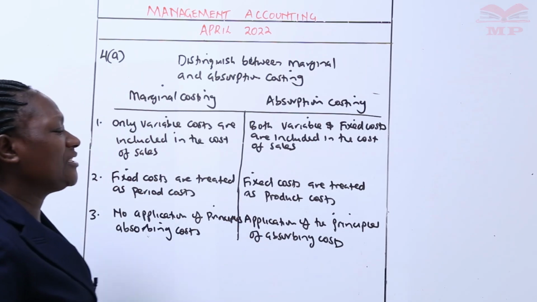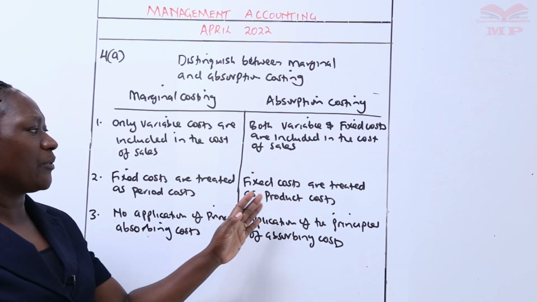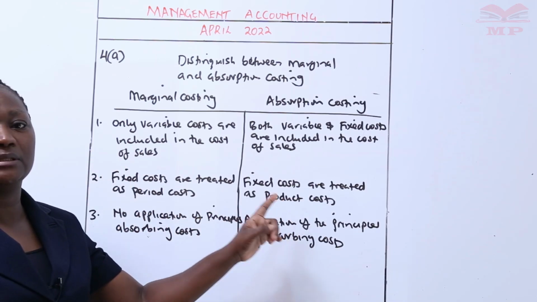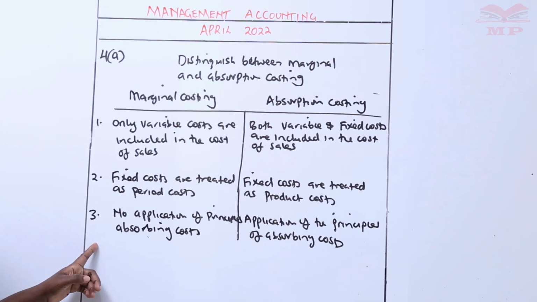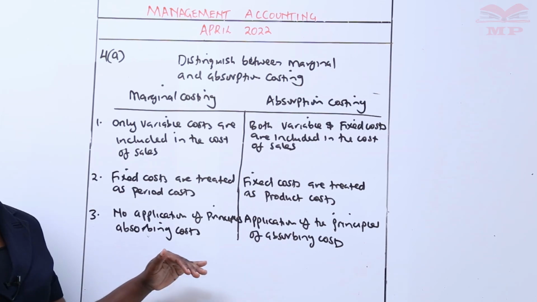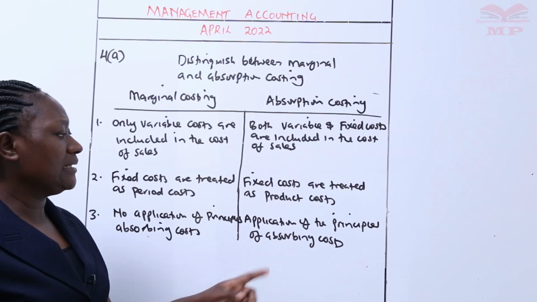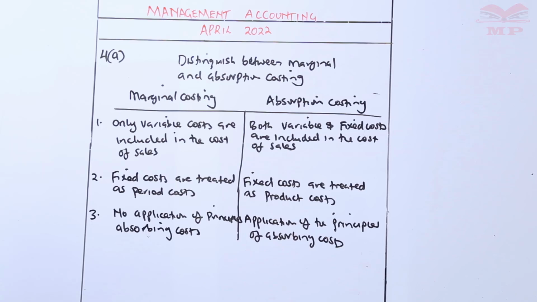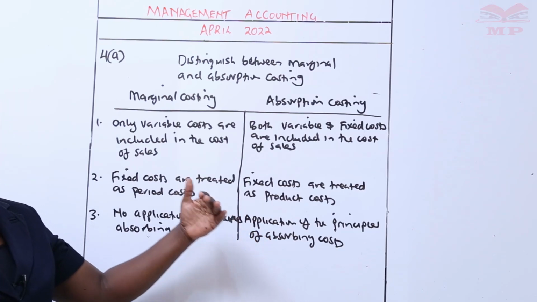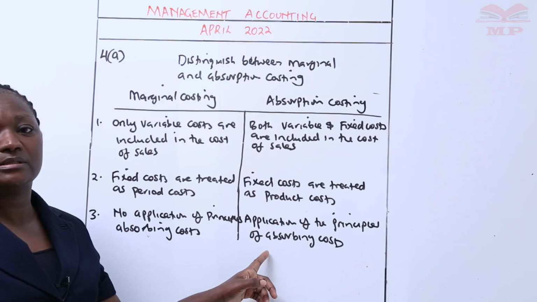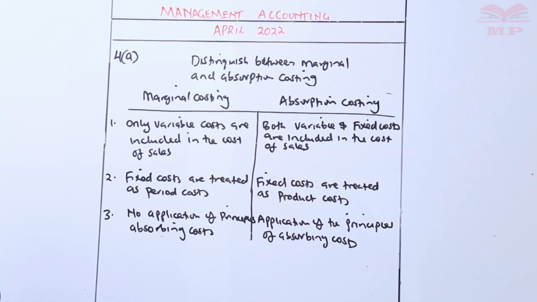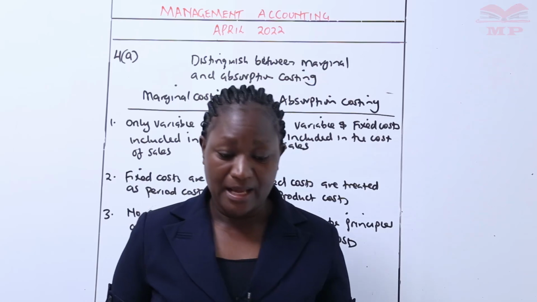But in absorption costing, we treat them as product cost. So if we have several products, fixed costs will have to be expensed on each and every product. So we don't include a total cost column in that case. Number 3, in marginal costing, we do not have application of the principles of absorbing cost, so we don't calculate any over or under absorption of overheads. But in absorption costing, we have application of the principles of absorbing cost. So we have to consider whether we have costs that were actually incurred or those that are absorbed. We absorb and do not use the actual data as provided, and therefore we always have either an over or under absorption of overheads. Those are the differences between marginal and absorption costing.